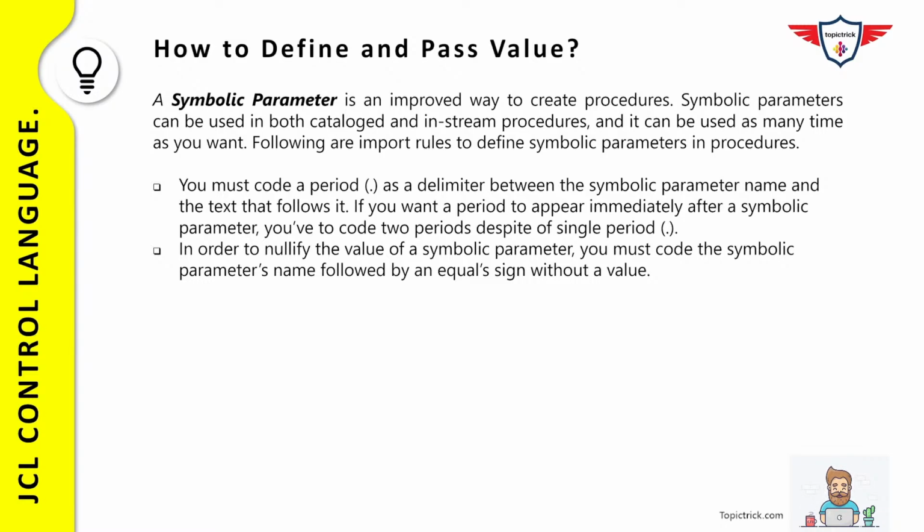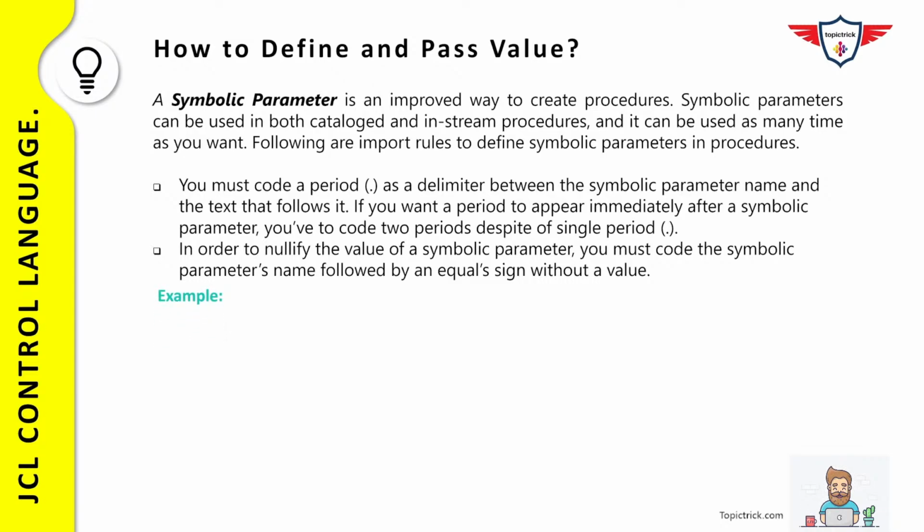So following are the important rules that you should always remember when you are defining symbolic parameters in a procedure. First and foremost, you must code a period as a delimiter between the symbolic parameter name and the text that follows it. If you want a period to appear immediately after a symbolic parameter, then you have to code two periods instead of a single period. The second important rule is that if you want to nullify the value of a symbolic parameter, you can code the symbolic parameter followed by an equal sign, and after that you are not required to specify any value.